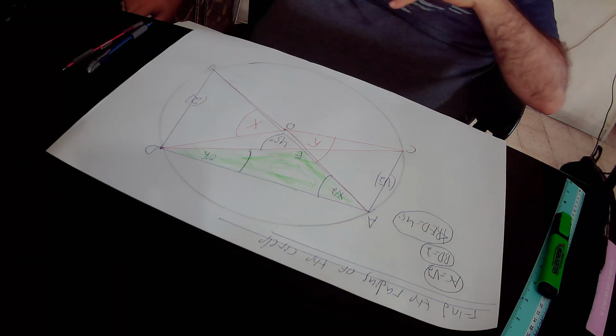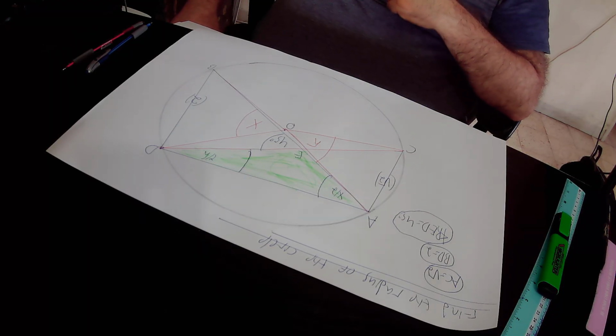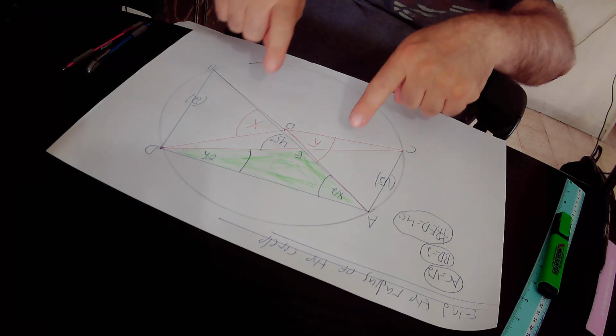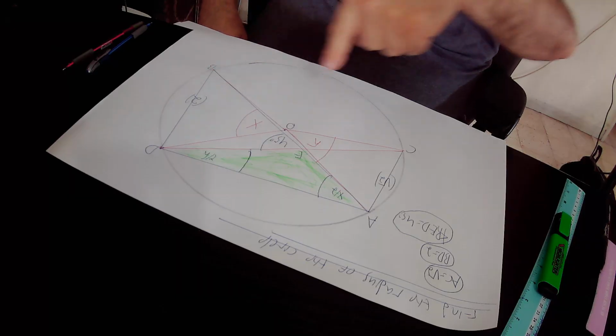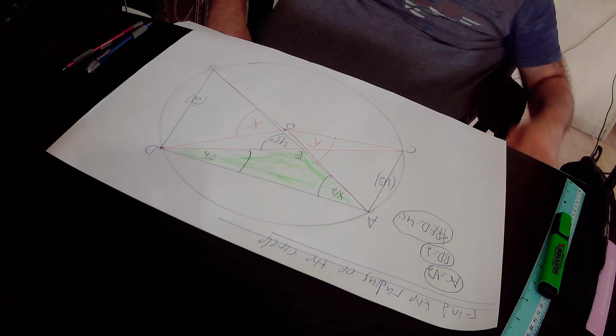In the next step, I will quickly review the law of cosines, and we will implement the law of cosines on both those triangles, triangle BOD and triangle OAC. So I will quickly review the law of cosines.